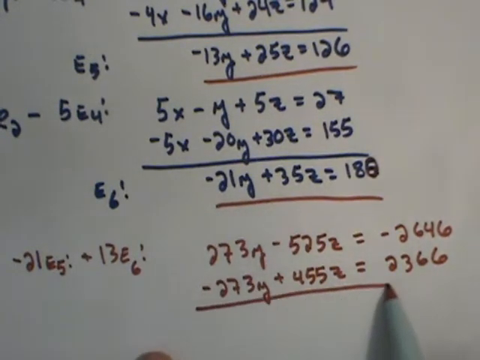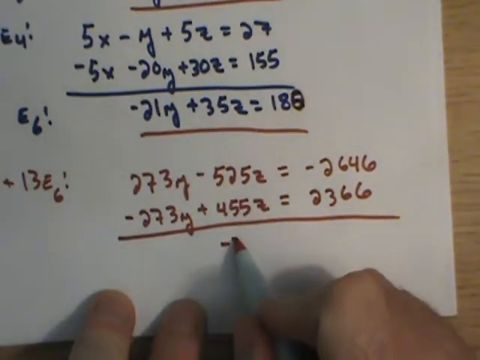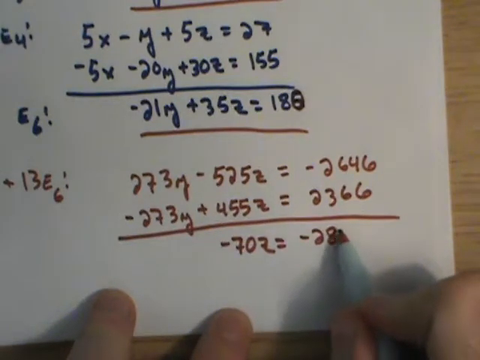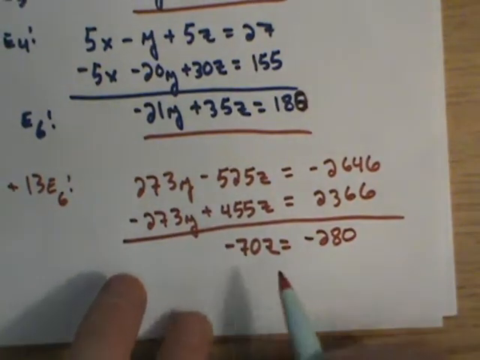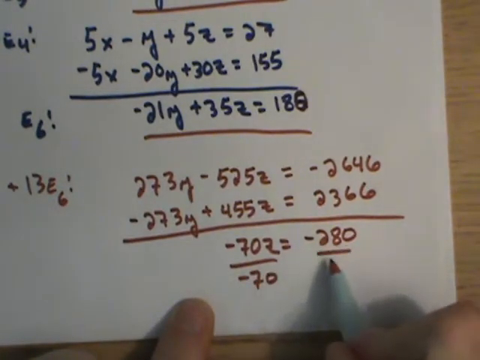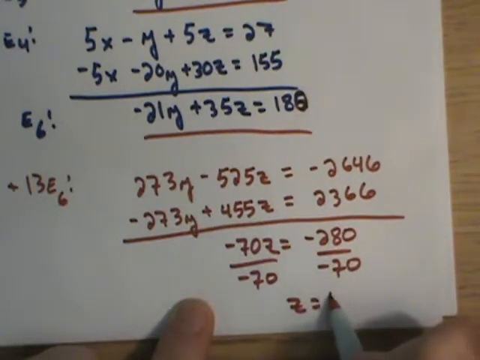Now when I combine these 2 equations up, this becomes negative 70z equaling negative 280. So I'm going to solve it. This is easy to solve. I divide both sides by negative 70. And it looks like z will be 4.